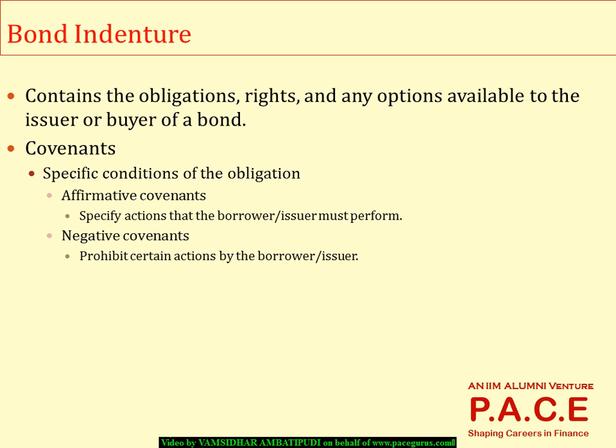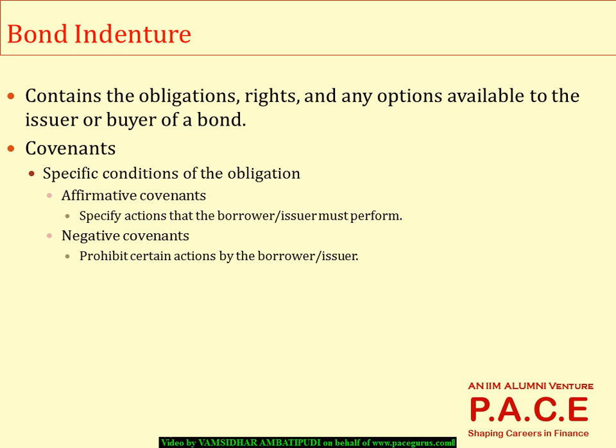If it doesn't maintain that, then the lender, or the bond investors, have their own way of asking the company to accelerate the payments or put up some such restrictions. So those are the do's, or affirmative covenants. The don'ts, which are the negative covenants, talk about how the company should not raise any additional loan without any information to the existing bondholders or lenders.